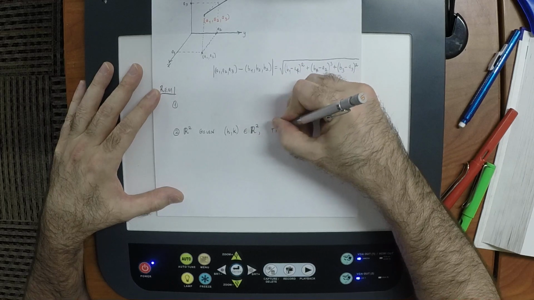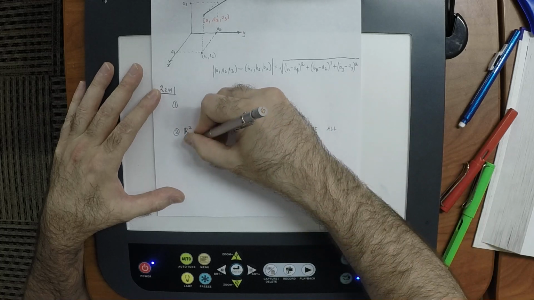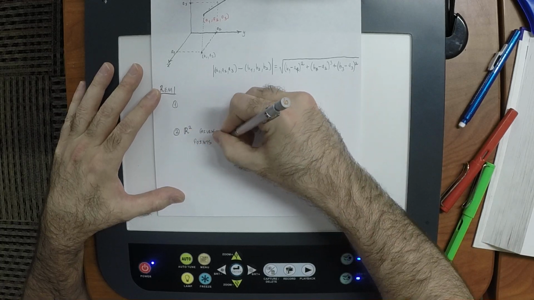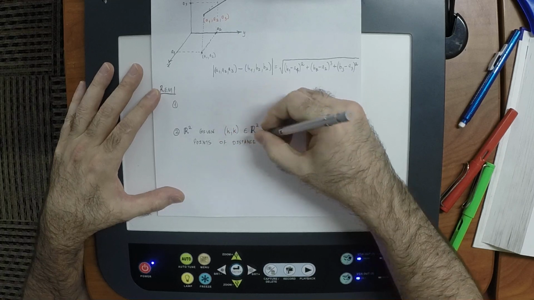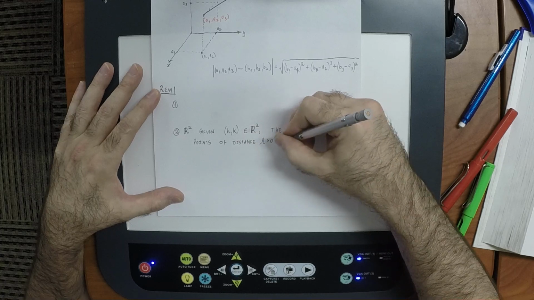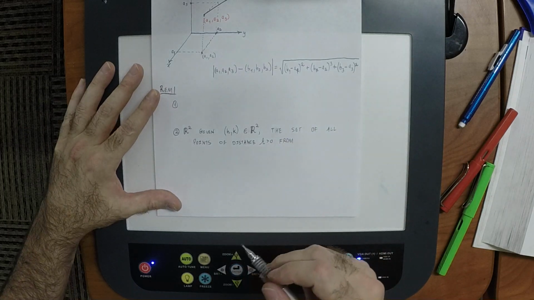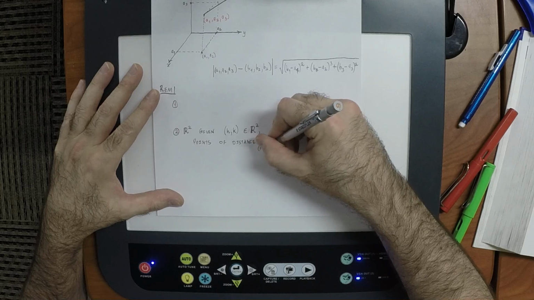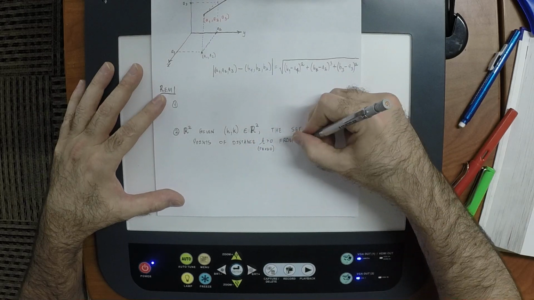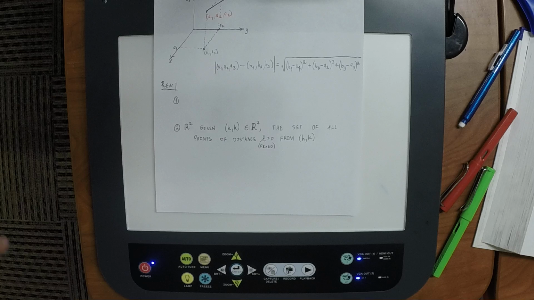the set of all points of distance r greater than 0 from hk, where r greater than 0 is some fixed constant. Well, that's an interesting set of points. Interesting enough to maybe have a name. What's the name?